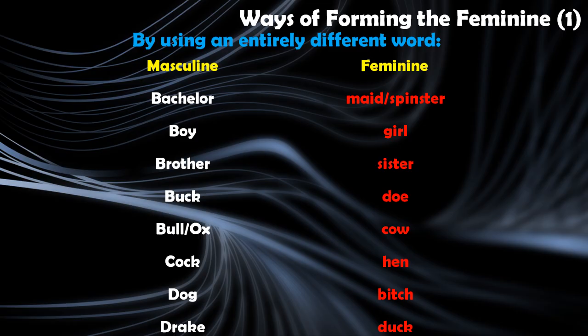Now look at the animal pairs. A buck is a male deer, but a doe is a female deer. A bull or ox is male, but a cow is female. A cock is a male chicken, but a hen is a female. A dog is male, but a bitch is female. And a drake is a male dog, but a dog itself often refers to the female. We need to remember these pairs, okay?